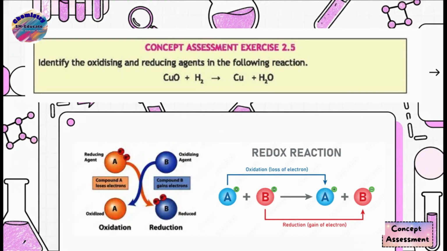A couple of key players, and one main mission: to unmask the oxidizing agent. So let's solve this case together.